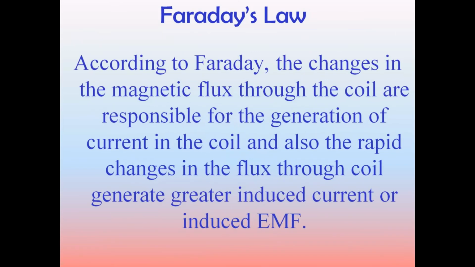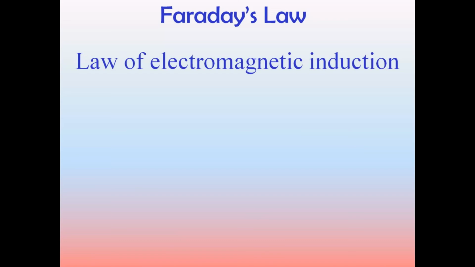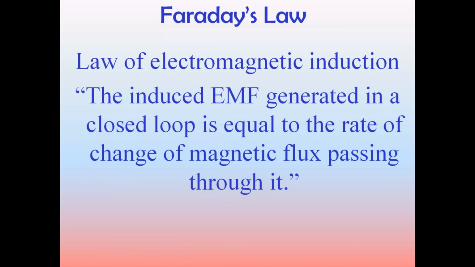According to Faraday, the changes in the magnetic flux through the coil are responsible for the generation of current in the coil, and also greater changes in the flux through the coil generate greater induced current or induced EMF. From this, we can state the law of electromagnetic induction: the induced EMF generated in a closed loop is equal to the rate of change of magnetic flux passing through it.